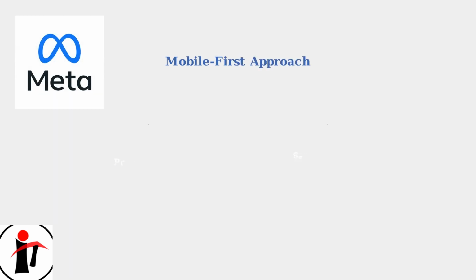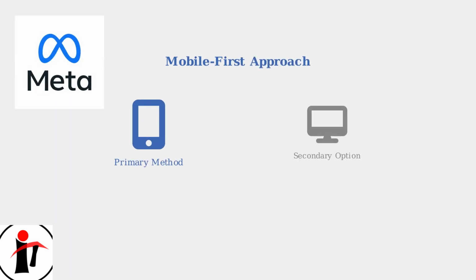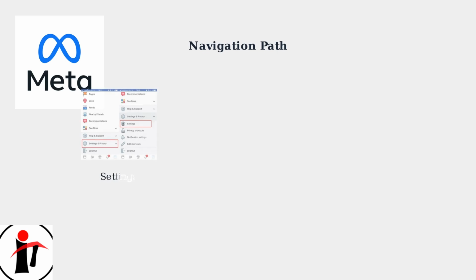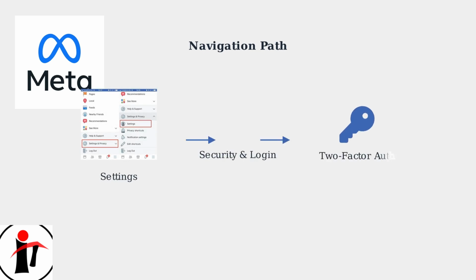In 2025, Meta has shifted to a mobile-first approach for managing recovery codes. While web access remains available, the mobile apps provide the most streamlined experience for accessing and managing your backup codes. To access your recovery codes, navigate through the Facebook app using this path: Settings, then Security and Login, and finally, two-factor authentication. This streamlined navigation makes it easy to find your backup codes when needed.